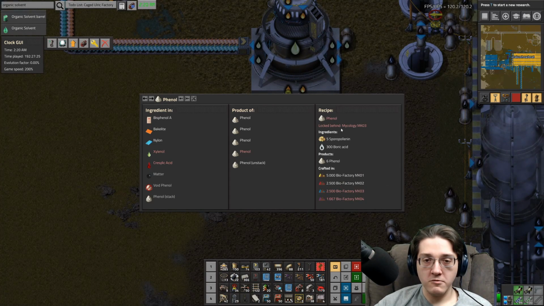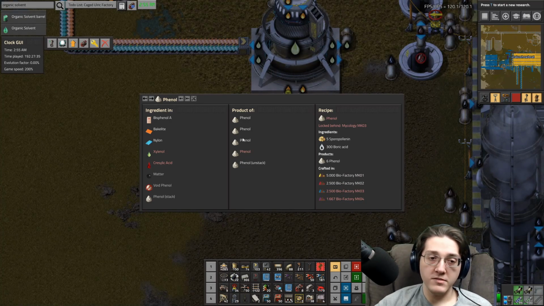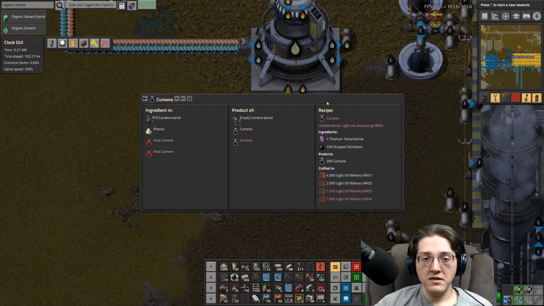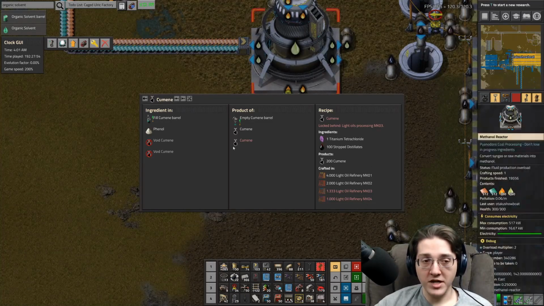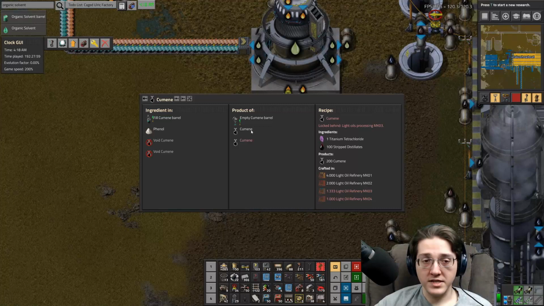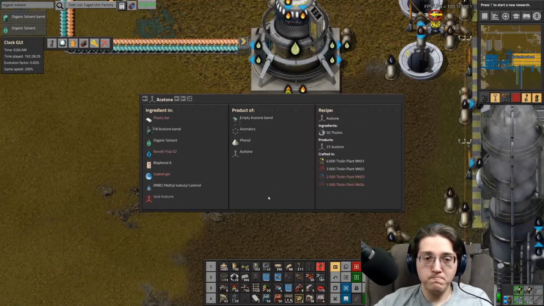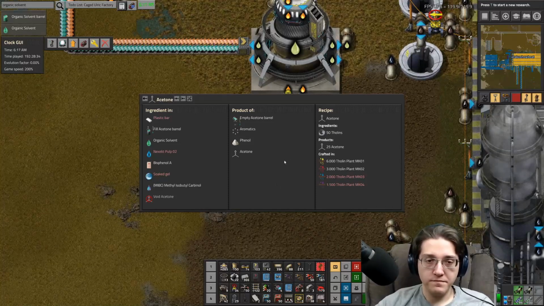Another use of spiropolinin at mycology mark 3. Interesting option, but I do want to do this cumene. I would much rather do this than spend phosphoric. This is actually a pretty decent recipe if you're going to want to do non-tholin-based acetone. But for now, tholins all the way.